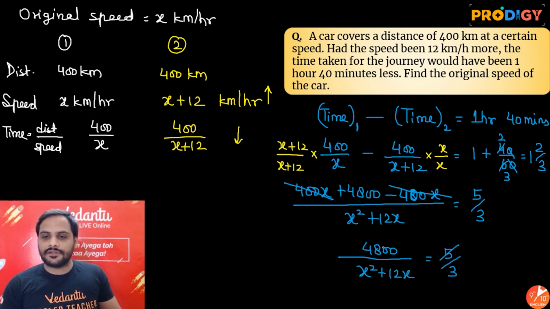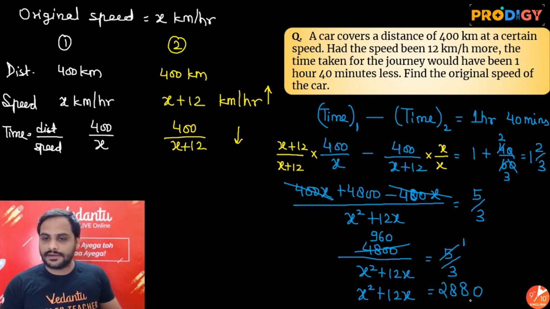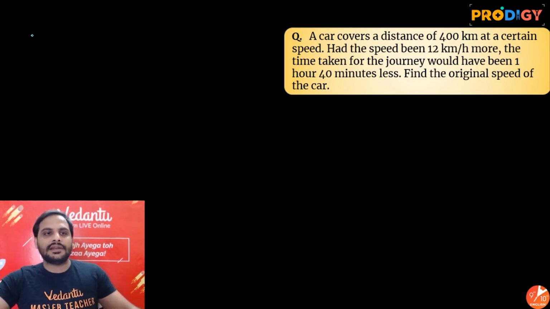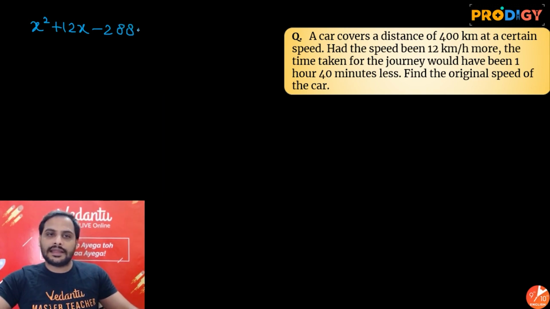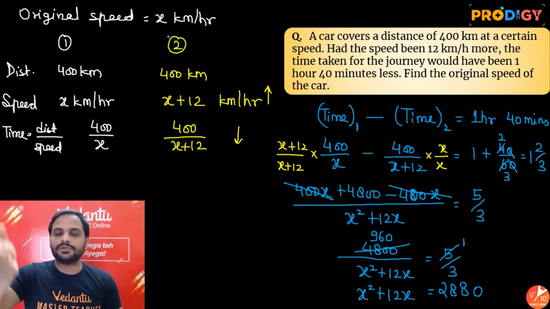Take 5 here: 5 nines are 45, remainder 3, 5 sixes are 30, so it becomes 960. Cross multiply now. So x square plus 12x into 1 is x square plus 12x only, and here 3 into 960 is 2880. So the final equation you'll be getting is x square plus 12x minus 2880 equal to 0. I shifted 2880 to that side. So this is how I got the equation.